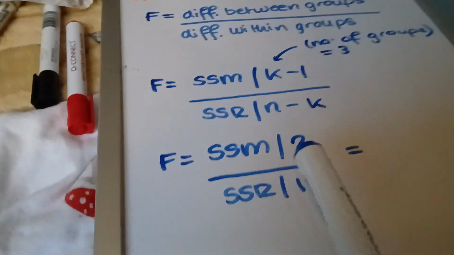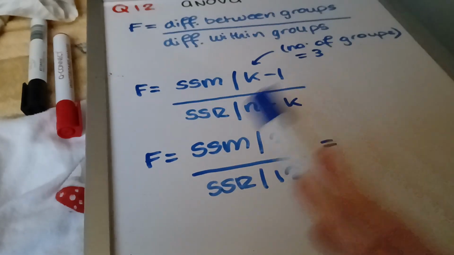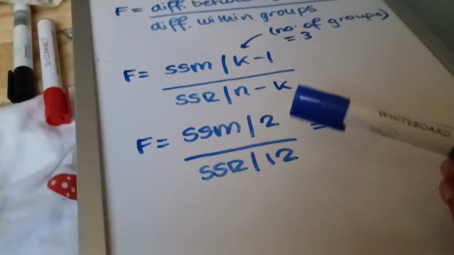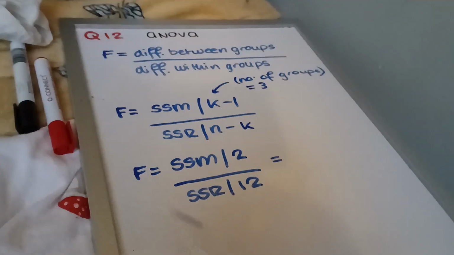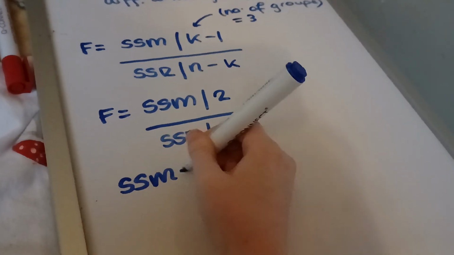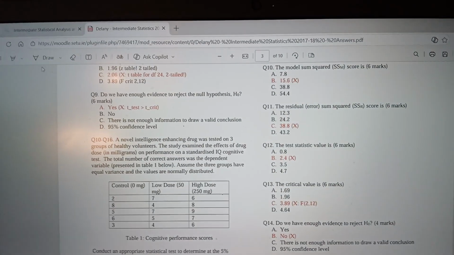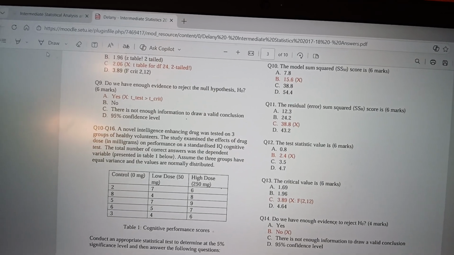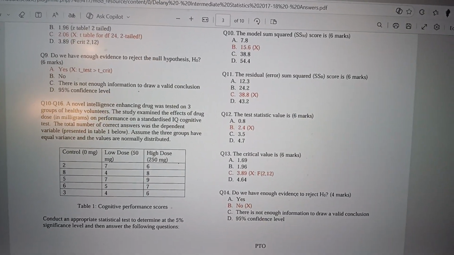Unless he changed the amount of participants, which I can't really see him doing. I don't know why he'd do that. But in general, it's always going to be 2 and 12. So that's your formula for this question. So we calculated the SSM and SSR. SSM equals, I just need to go back and remember what it was. SSM was 15.6 and SSR was 38.8.